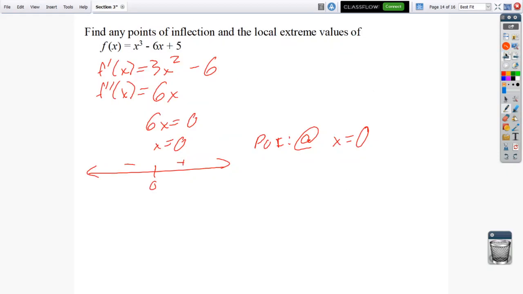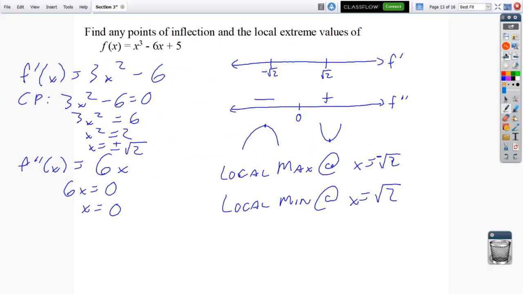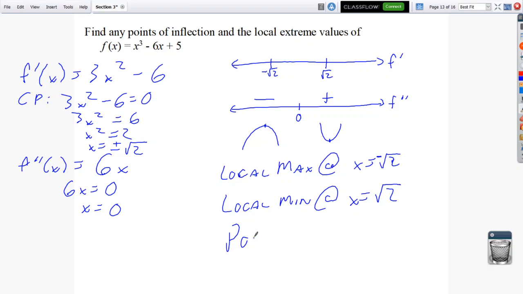Oh, crap. It also said to find the point of inflection. A point of inflection is where the second derivative changes sign and we have a change in concavity. So I guess I did skip over this part. Point of inflection at x equals 0, where the second derivative changes sign.